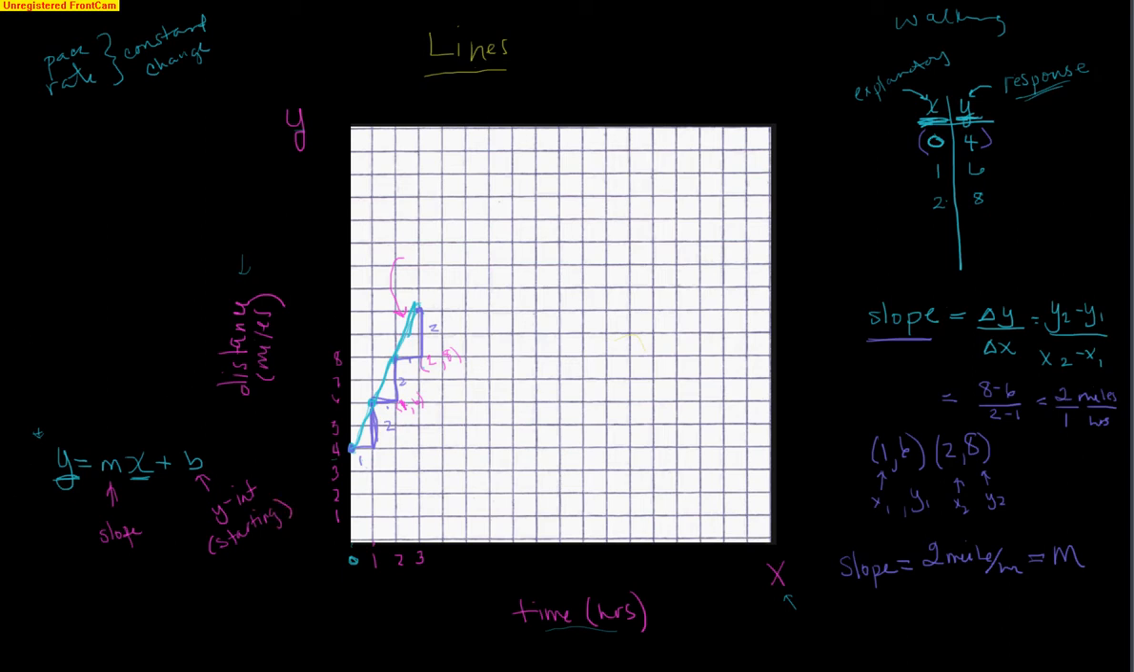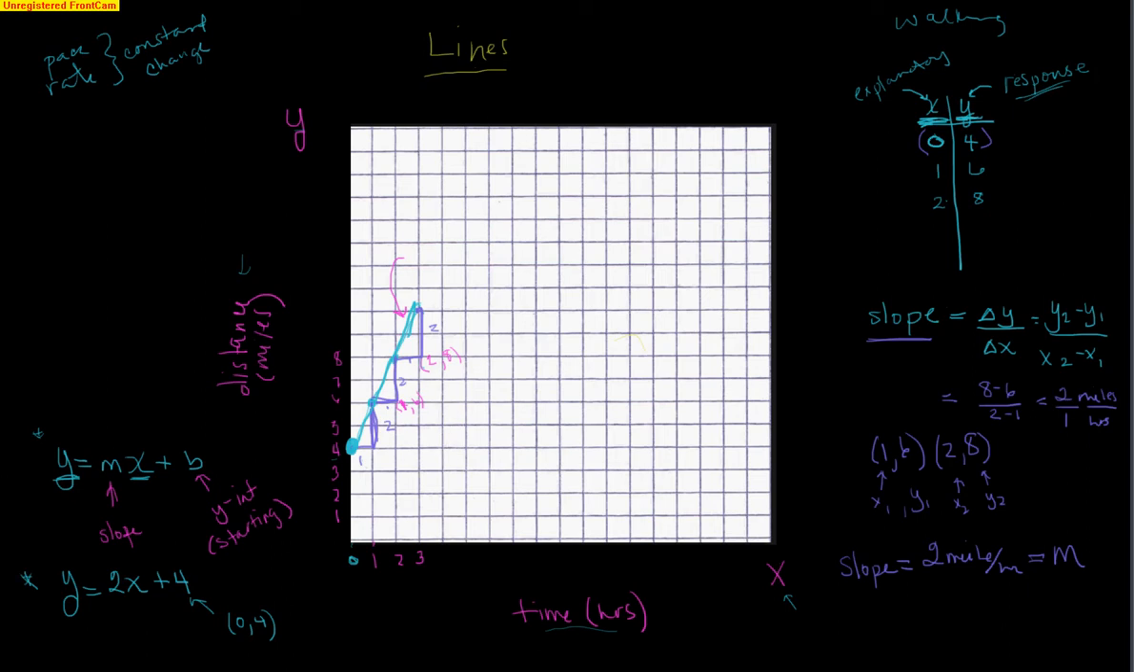So for this equation of this line, we would end up with y equals, my slope is 2 miles per hour, plus I started at this point right here. I started at (0, 4), so the 4 just denotes what y was when x was 0. That's what we call the intercept. So this is the equation of the line.